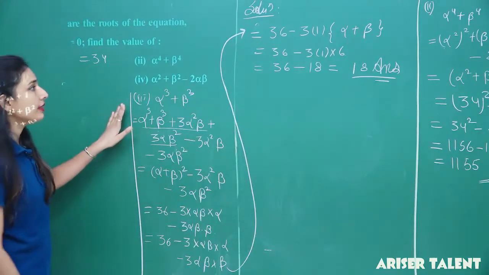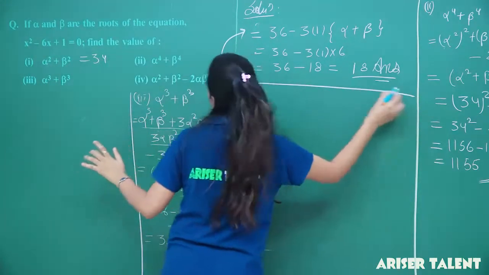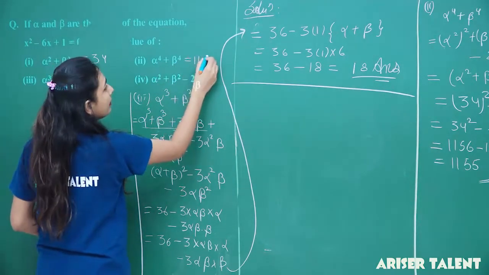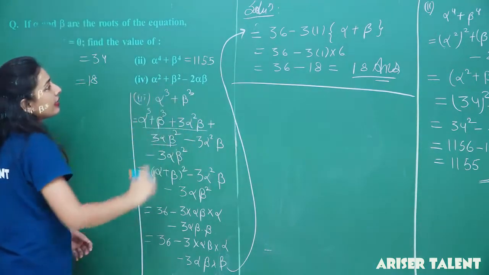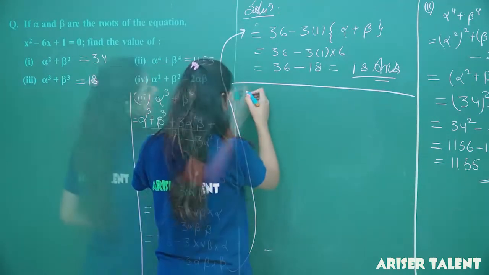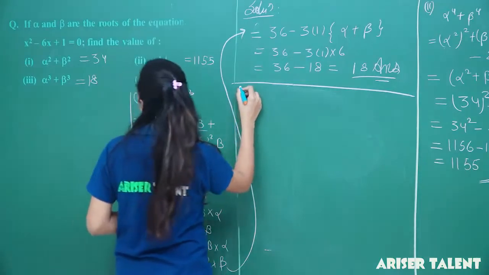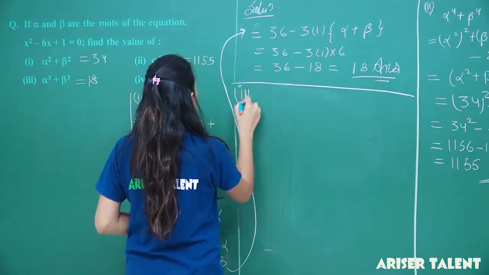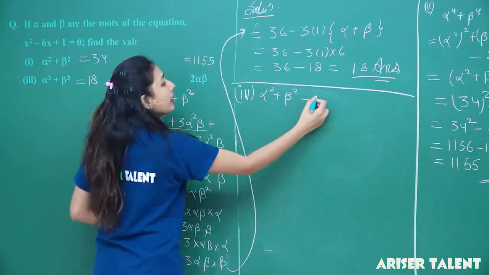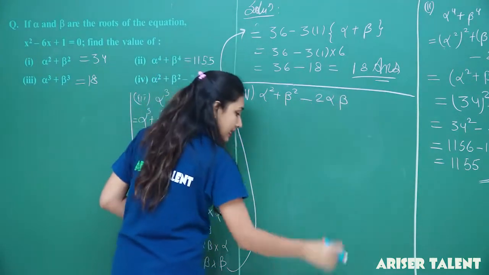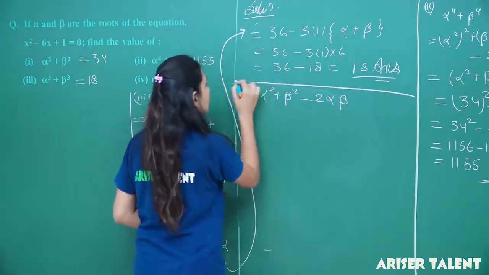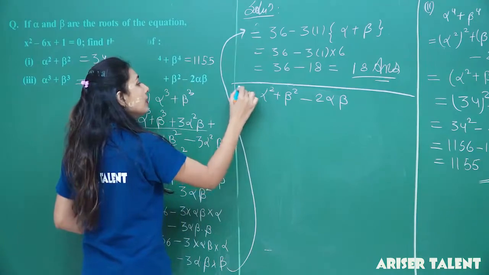Now, this is our third portion, so this is 18. Now, it is alpha cube plus beta cube minus 2 alpha beta. So, the next question is question number 4, which is alpha square plus beta square minus 2 alpha beta. This is the fourth one.